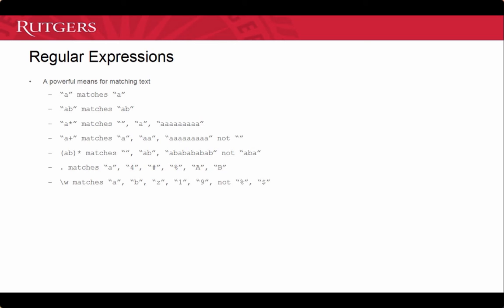Slash W is another special character that means it matches any letter or number: capital, lowercase, letter, and any number. But it doesn't match any symbols, like a percentage symbol, dollar sign, a hyphen or dash. It doesn't match a space. Okay, a space is a character also. W does not match a space. But a period does match space.